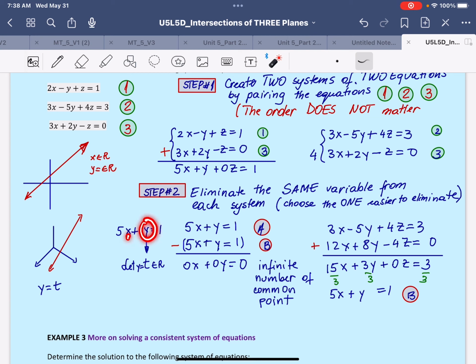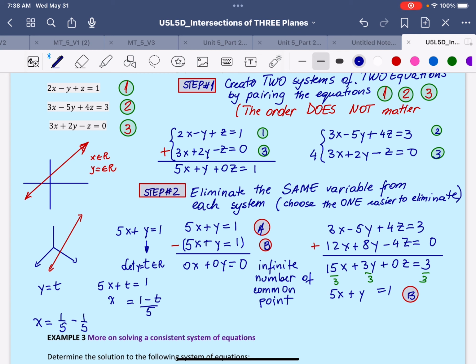How do you find x? You isolate x and express x in terms of the rest of the numbers. Now, because we don't have a real number, but a letter that represents a real number, we're going to say that 5x plus t must equal 1, which will make x equal to (1 minus t) divided by 5. So in parametric form, x will be equal to 1 over 5 minus 1 over 5 t.